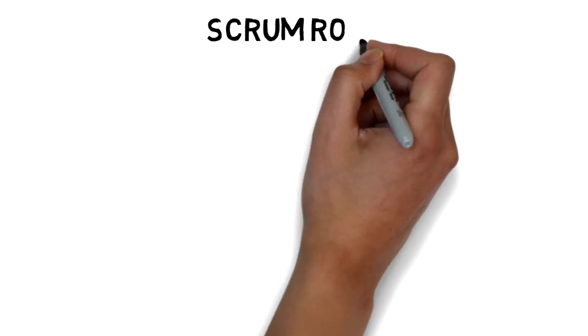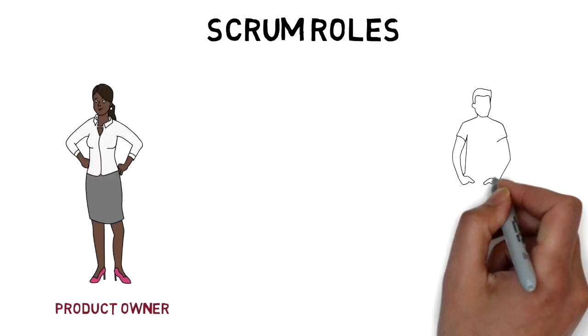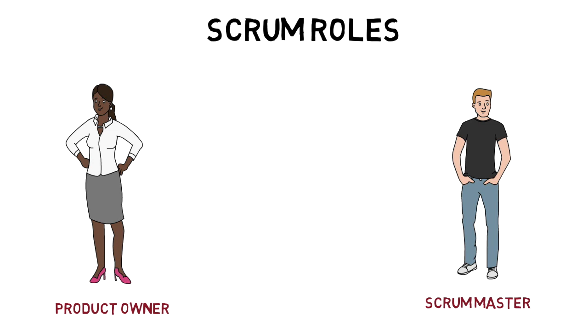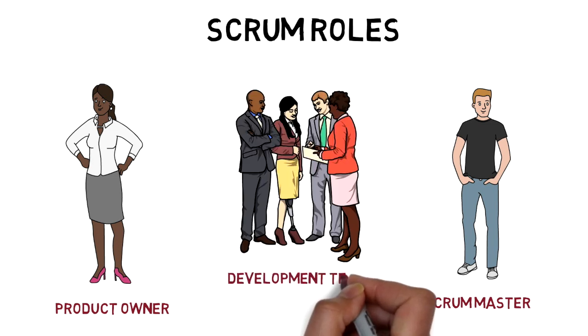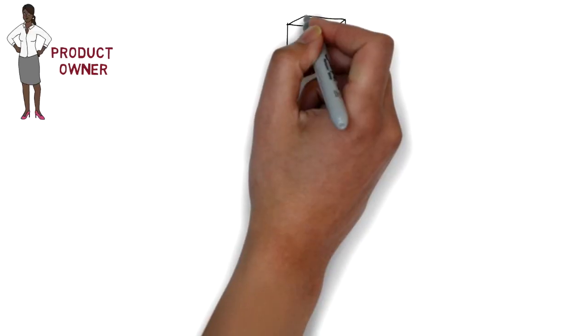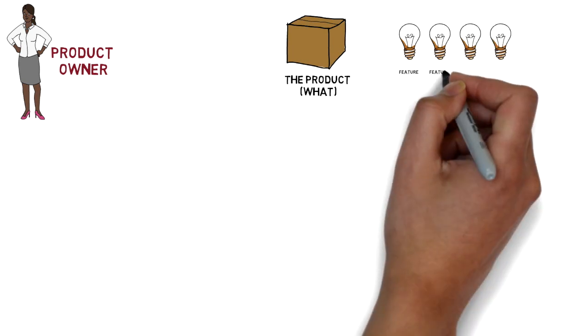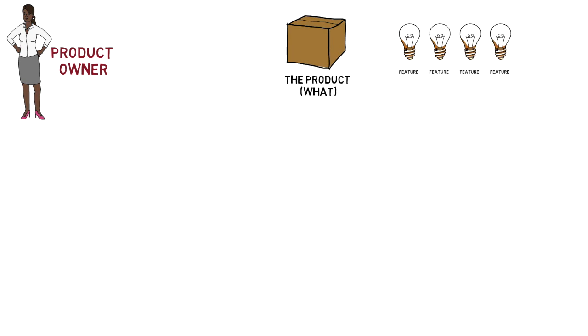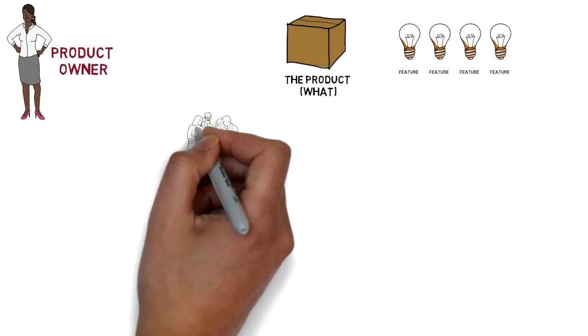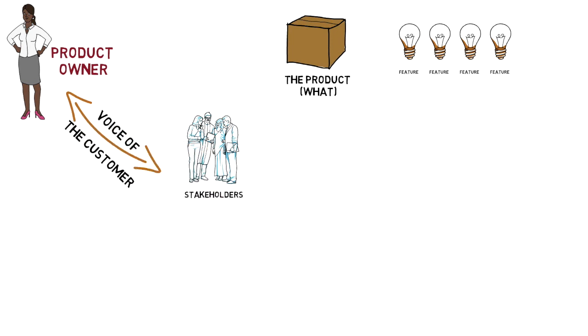So as discussed previously, Scrum has three main roles: the product owner, the Scrum Master, and the development team. The product owner defines what the product should look like and what features it should contain, and clearly expresses those. One of his main responsibilities is to bring the voice of the customer, speak with stakeholders and customers, and incorporate their feedback in the product.